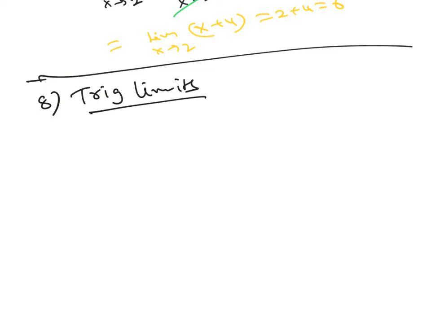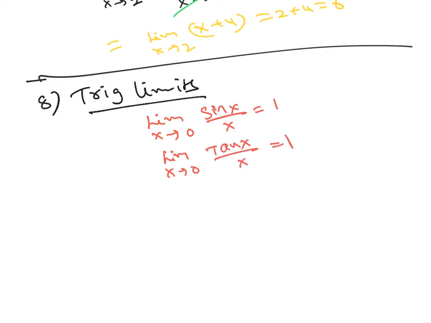We have 3 formulas in trig limits. We need to memorize this. Limit as x approaches 0, sin x over x is 1. So is limit as x approaches 0, tan x over x. Also, this is another formula that we need to remember, that is 0.